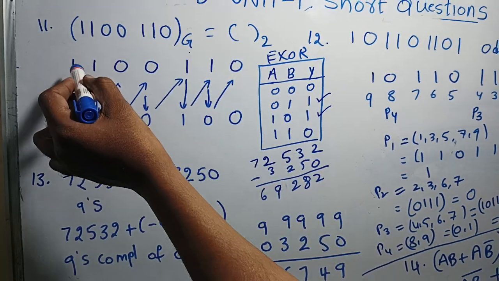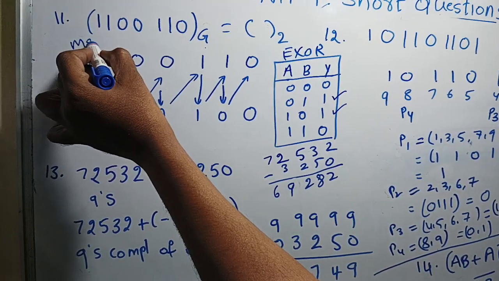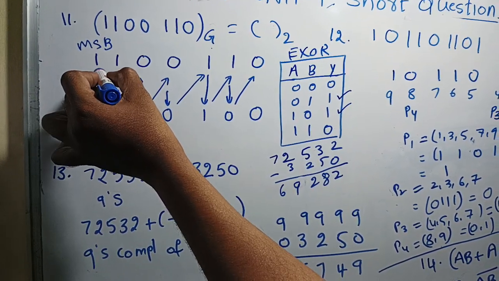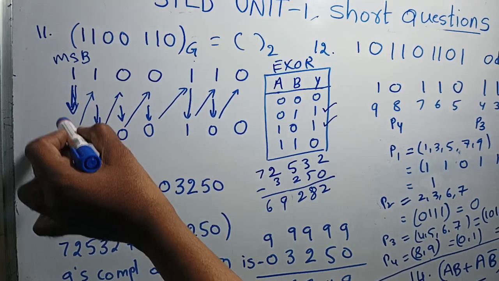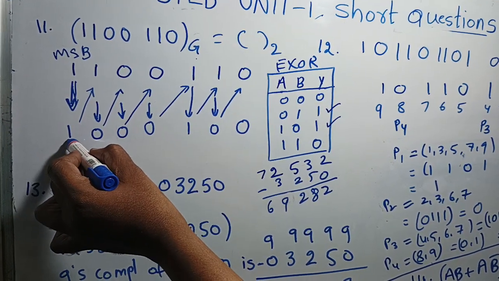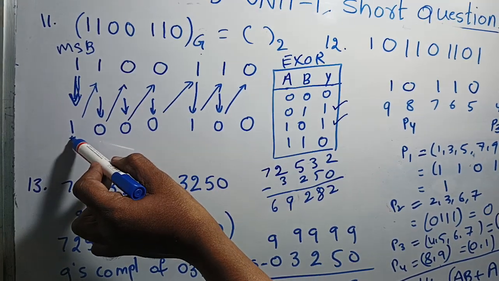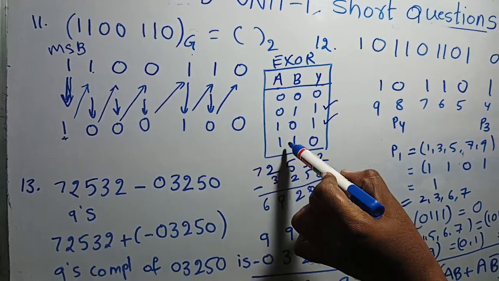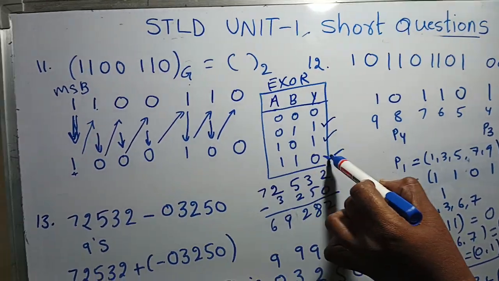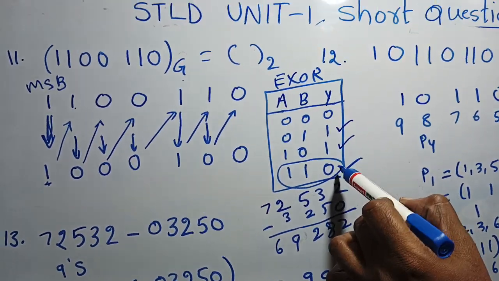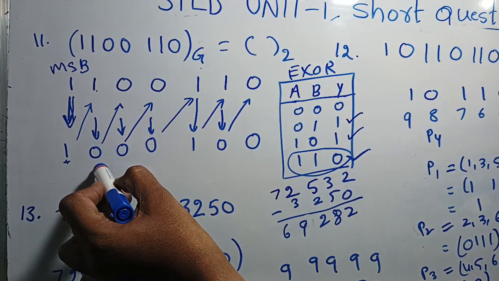Gray to binary. First, this is the MSB, the most significant bit, which you can write as it is. For the result and the next bit, you can perform the XOR operation. 1 XOR 1, what is the answer? 0. 1 XOR 1 is 0. I am writing 0.